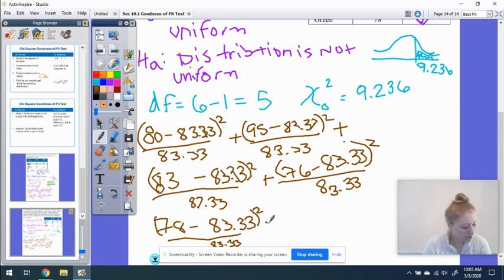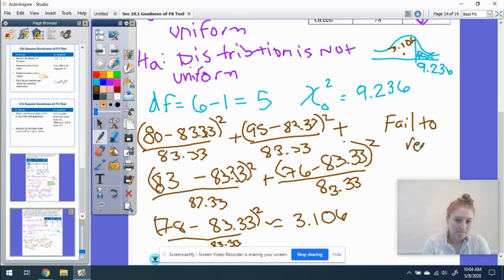All right, so if I do that, I'm going to get about 3.106. So my question is that in the rejection region? And it's not because it's somewhere over here. 3.106. Okay, so that means we're going to fail to reject. Okay, so what does that mean? It means the distribution is pretty much uniform.